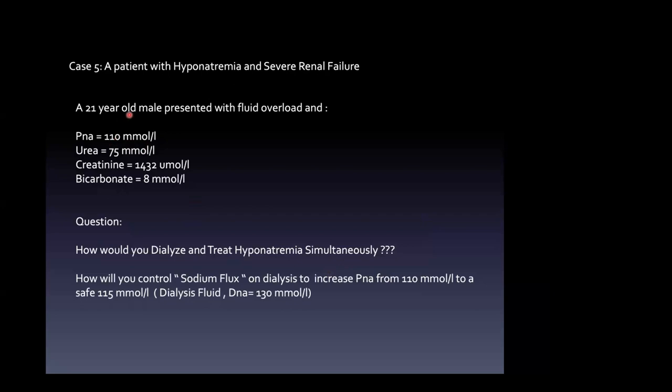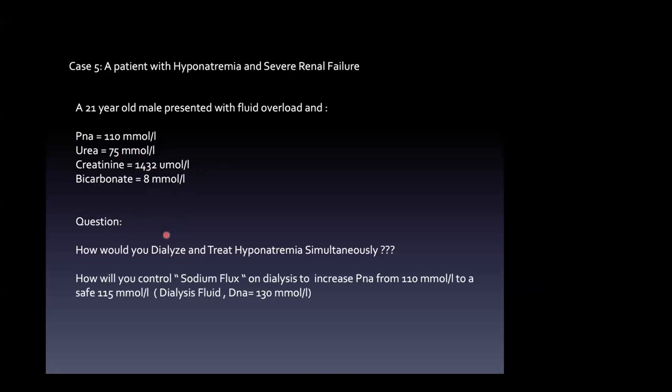We had a young patient from Pakistan. He came in with fluid overload and he had a plasma sodium of 110 millimoles per liter. He had a serum urea of 75 millimoles per liter. If you want to convert it into milligrams, I think you multiply it by 2.8, which will be around 220. A creatinine of 1,400 micromoles per liter, that means around 18 or 20 milligrams per deciliter if you're using American units, and then a potassium of 8 millimoles per liter, okay?